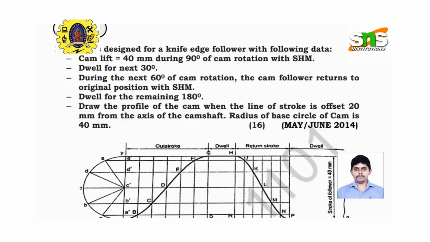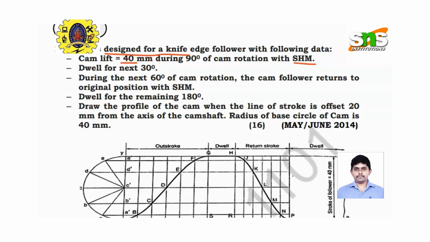Hello all of you. So today we are going to solve one more problem in the cam diagram. So let me see the question. Here they mention that a cam has been designed by using the knife edge follower, which has been highlighted. The cam lift is 40 mm with 90 degrees of cam rotation, and the type of motion is simple harmonic motion.